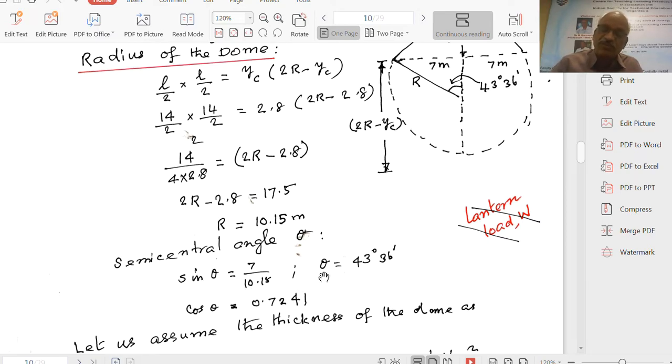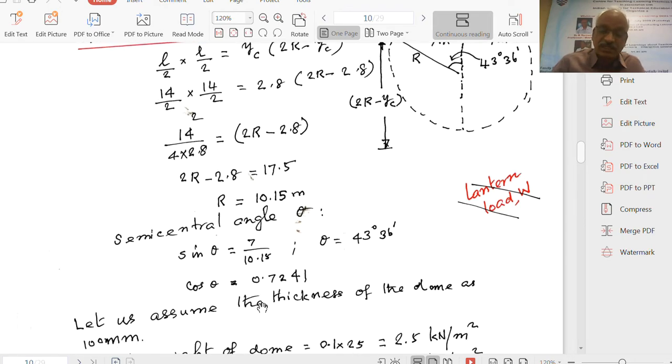From which you can find out the value of sine theta, because in the substitution we will require the use of sine theta as well as cos theta. Therefore find out theta, and then from that find out the cos theta value, because the formulas for meridional thrust and also the hoop stress consist of the use of cos theta. So therefore we have to find out the value of cos theta.